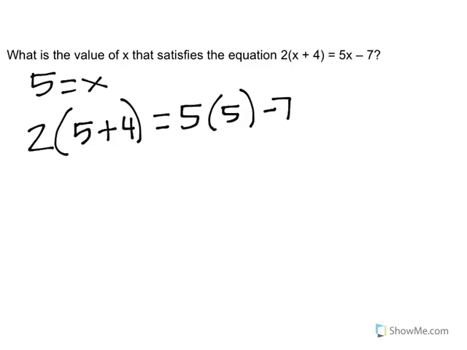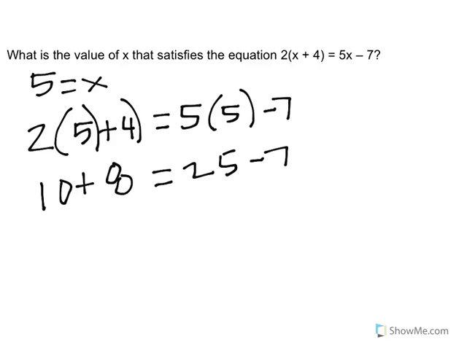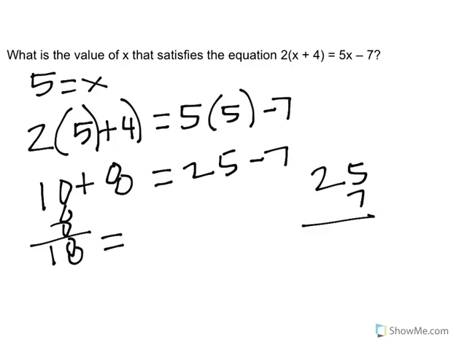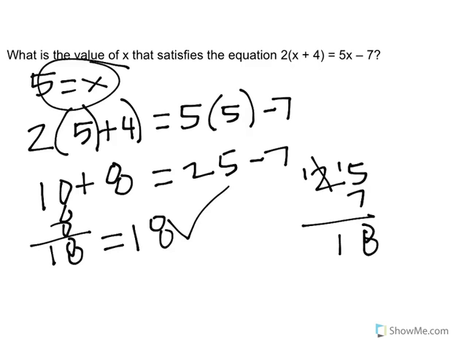So we have 2 times 5 is 10, and then we have 2 times 4 is 8. 5 times 5 is 25 minus 7. So we know 10 plus 8 is 18. And we have 25 minus 7, a simple subtraction problem, which is 18. Does 18 equal 18? It does. So we know that x equals 5.